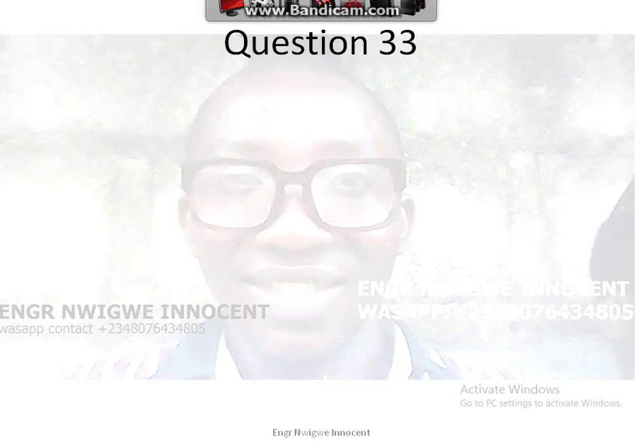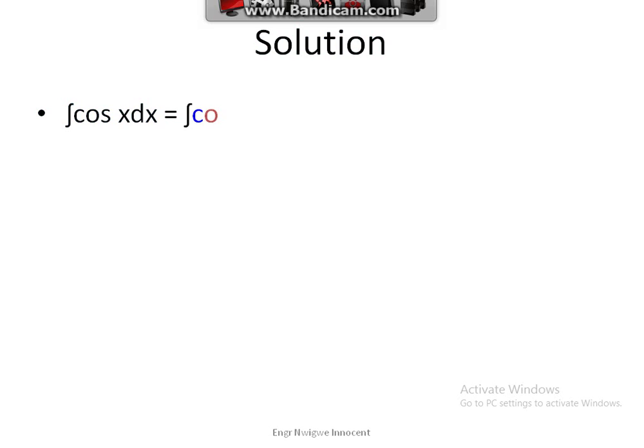Question 33. Evaluate the integral of cos raised to power 3 s ds. Solution. The integral of cos raised to power 3 s ds is the same thing as the integral of cos squared s times cos s ds. According to the law of trigonometry, cos squared s is equal to 1 minus sin squared s. We now have the integral of 1 minus sin squared s times cos s ds.